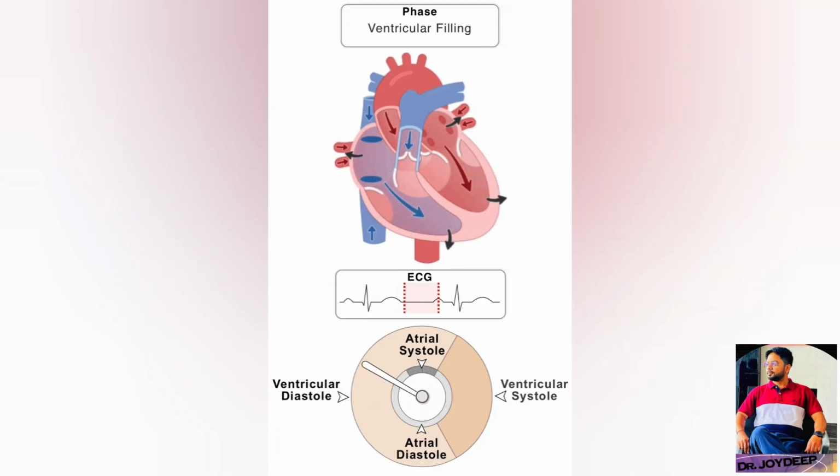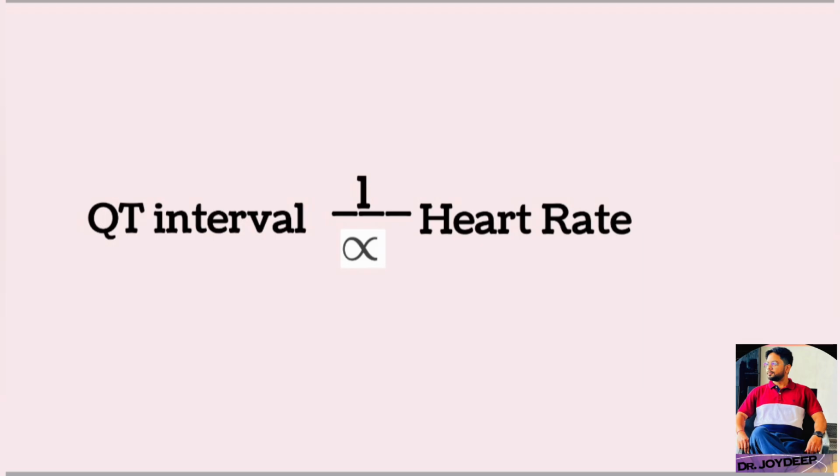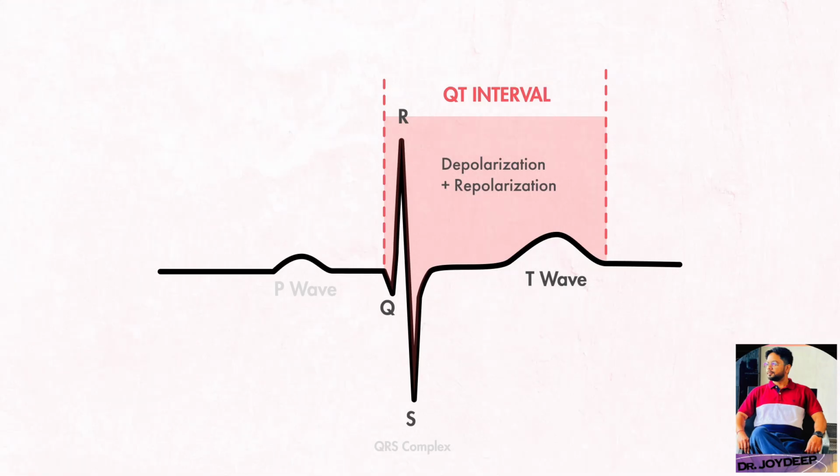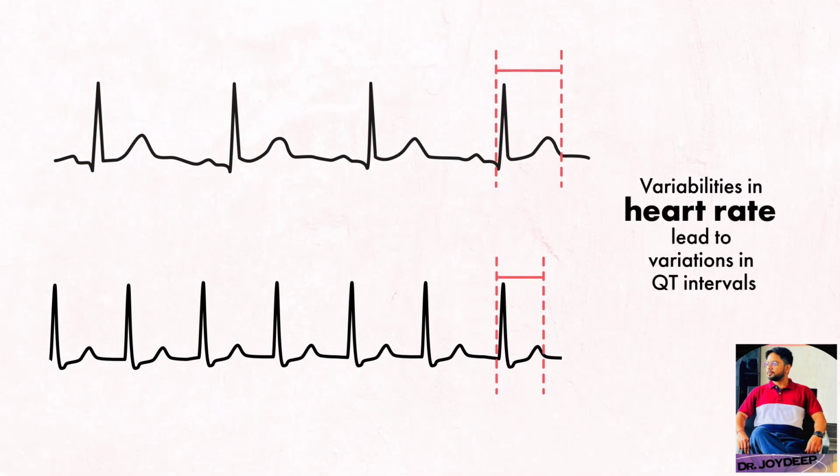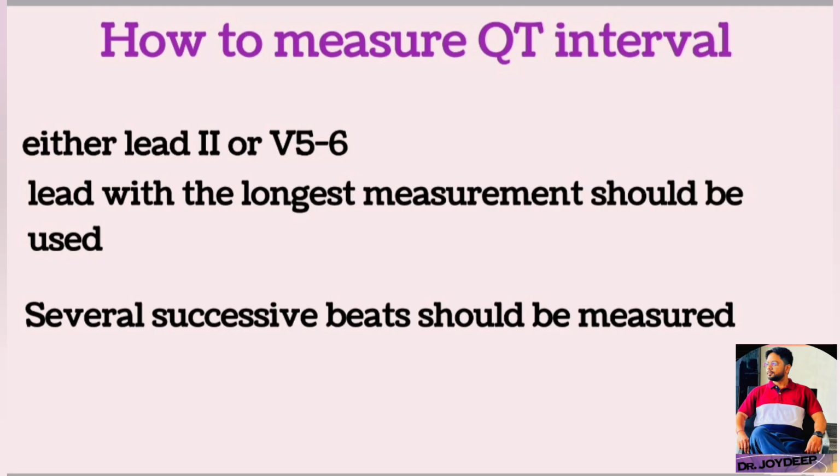The QT interval is inversely proportional to the heart rate. QT interval shortens when there is a faster heart rate, and QT interval lengthens when there is a slower heart rate. How to measure the QT interval?